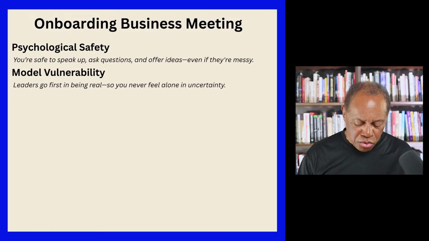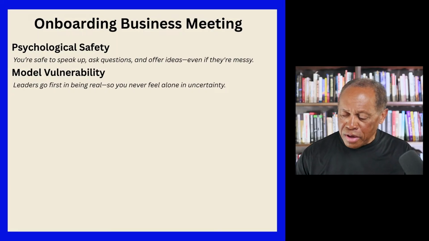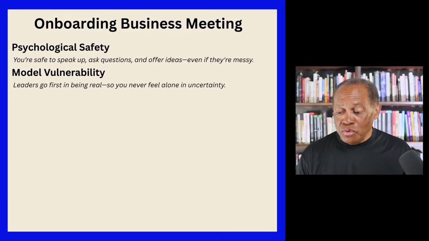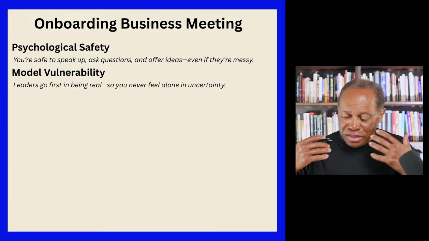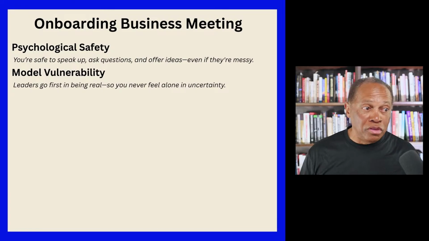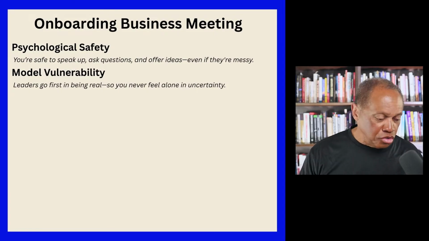And so one of the ways we're going to model that vulnerability in this meeting, because we're not talking about business, we're talking about them. You won't know everything, and you can say, I don't know. Tell me more about that. I'd like to learn more about that. It's modeling this idea that, hey, I'm not perfect. I don't have all the answers. I'm not the parent. We are in a business relationship.